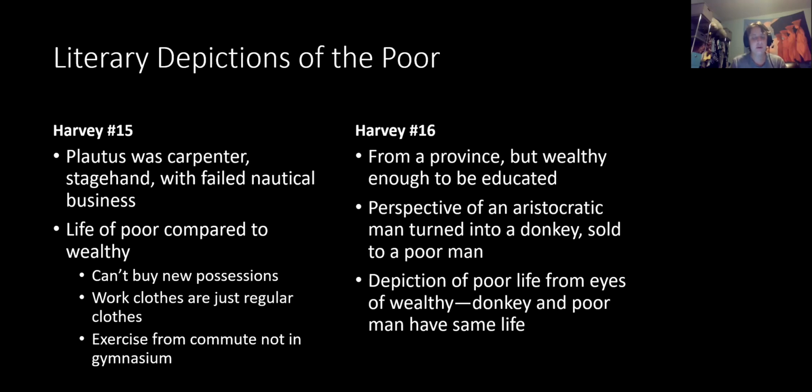The rich can buy what they want, while the poor have to make do with what they have. For the poor, their work clothes are the same as their daily clothes, and instead of exercising in a fancy gymnasium, they have to trudge to and from the city each day to sell their wares.